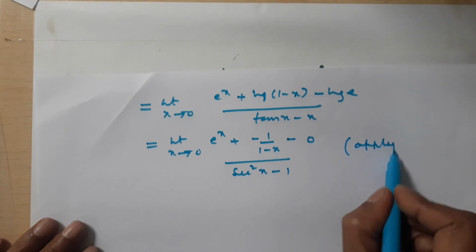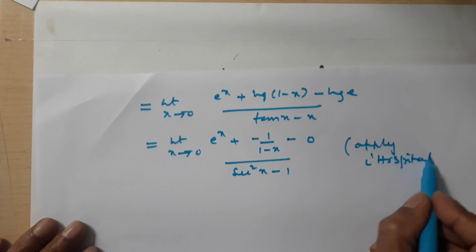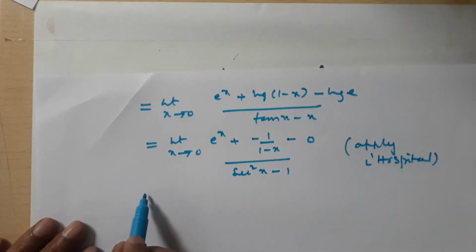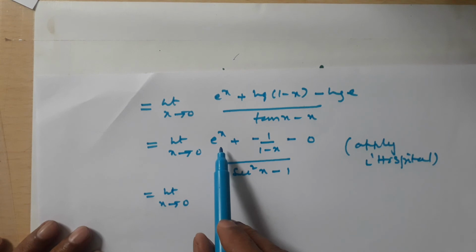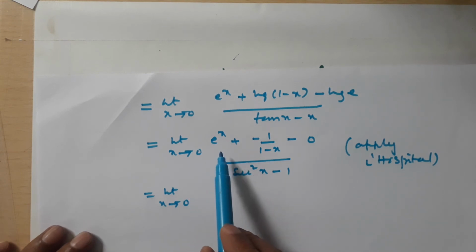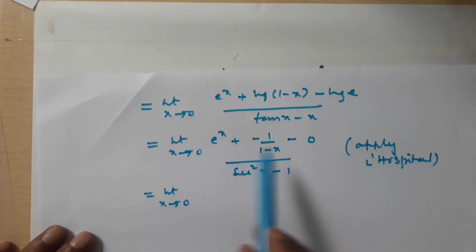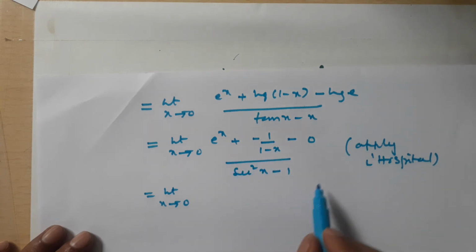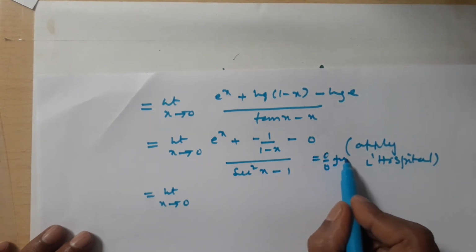Apply L'Hospital. L'Hospital means numerator and denominator differentiated separately. Limit x tends to 0, e power x, x tends to 0 means e power 0 is 1. So 1 minus 1 divided by 1 minus 0, the total is 1 minus 1. It is again 0 by 0 form.